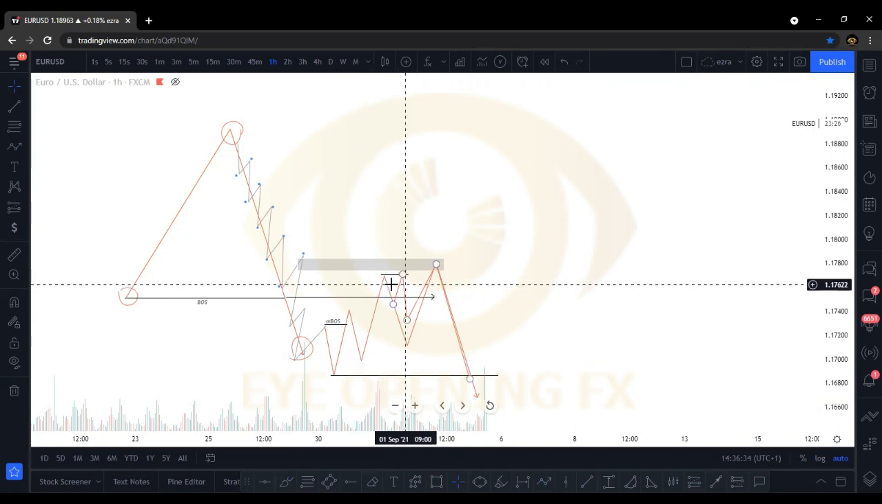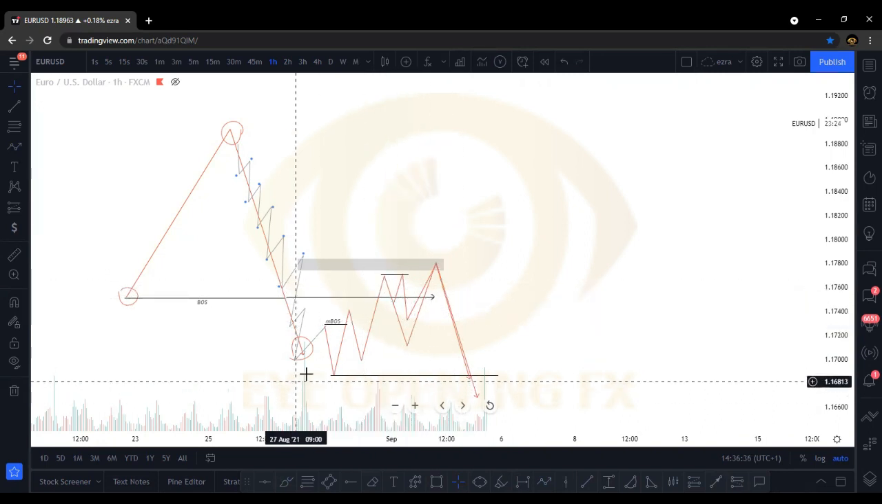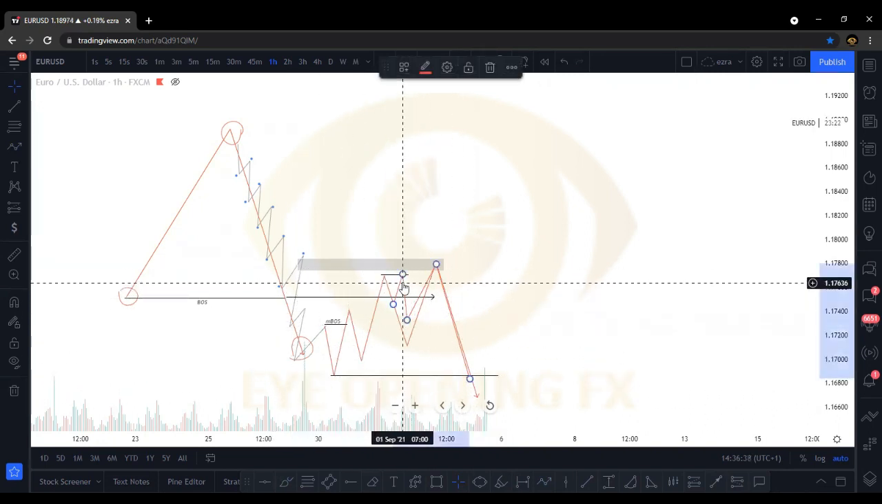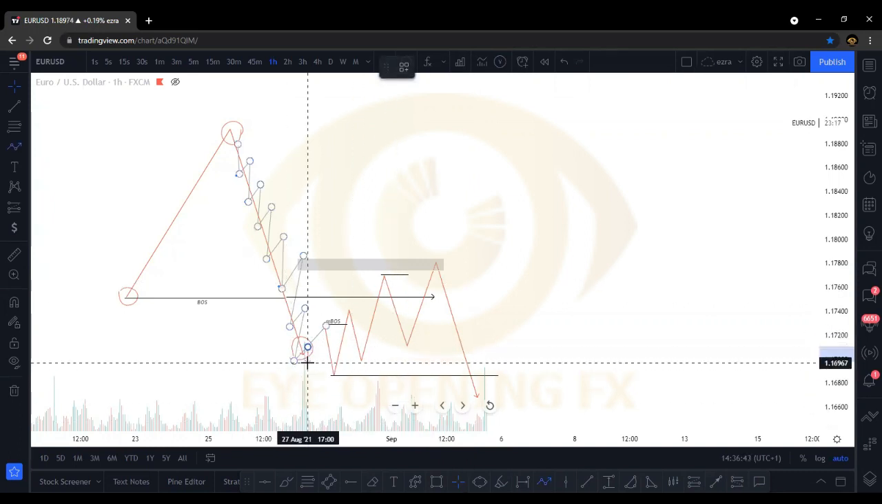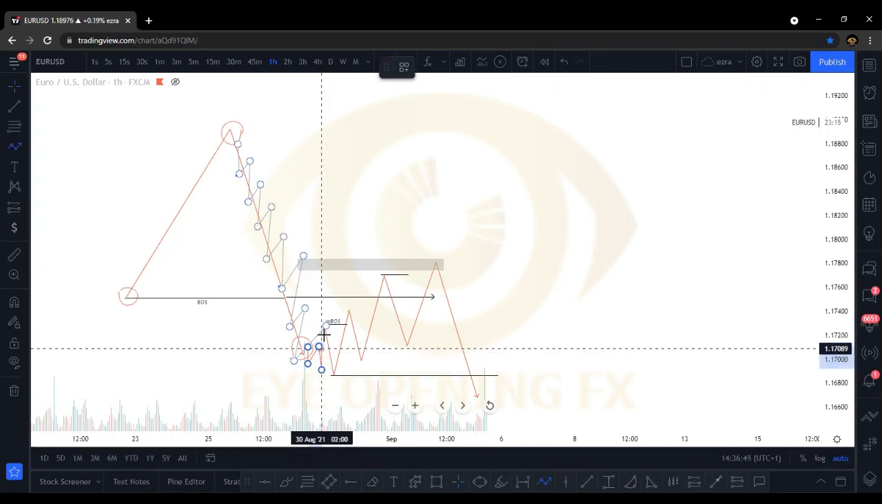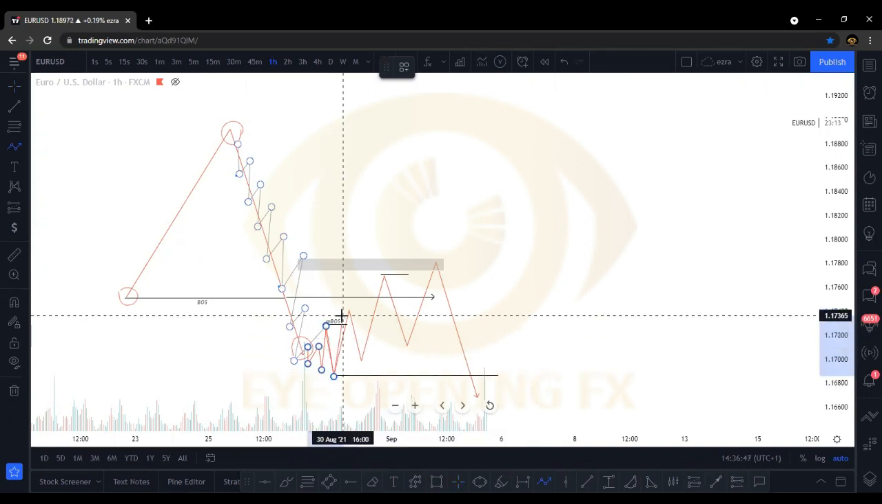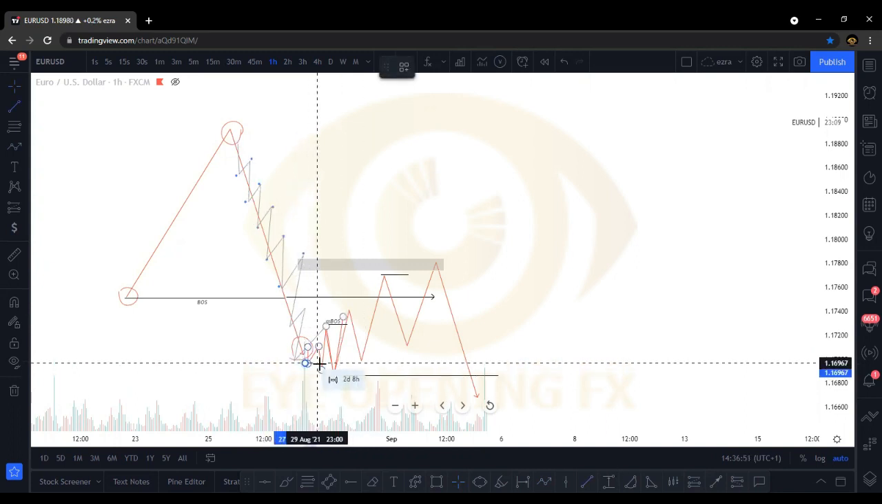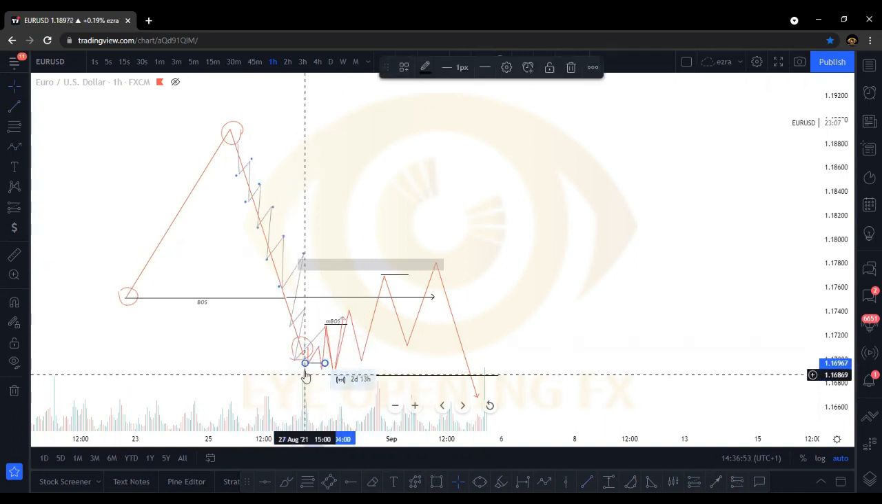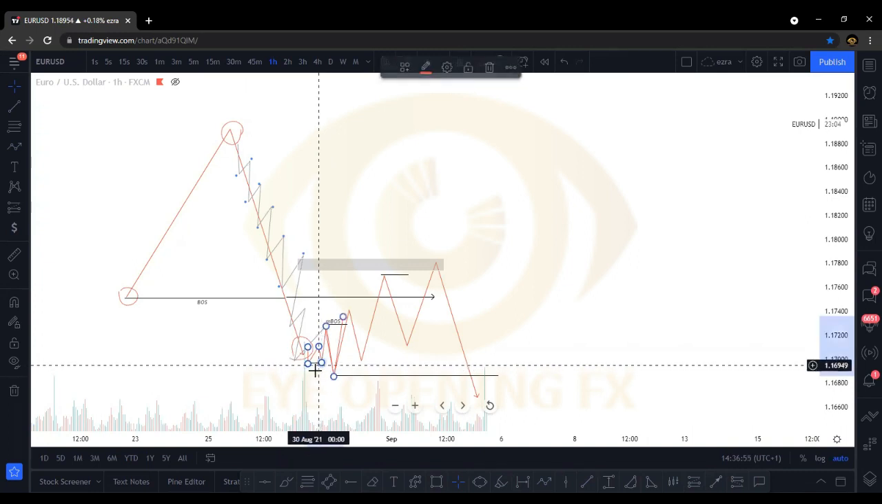So market now stop hunted that very high before selling. Or if this did not create a high, market created a stop hunt before buying. A double top here, then it created a lower low, then gave a little minor break of structure here. So you have a stop hunt here.